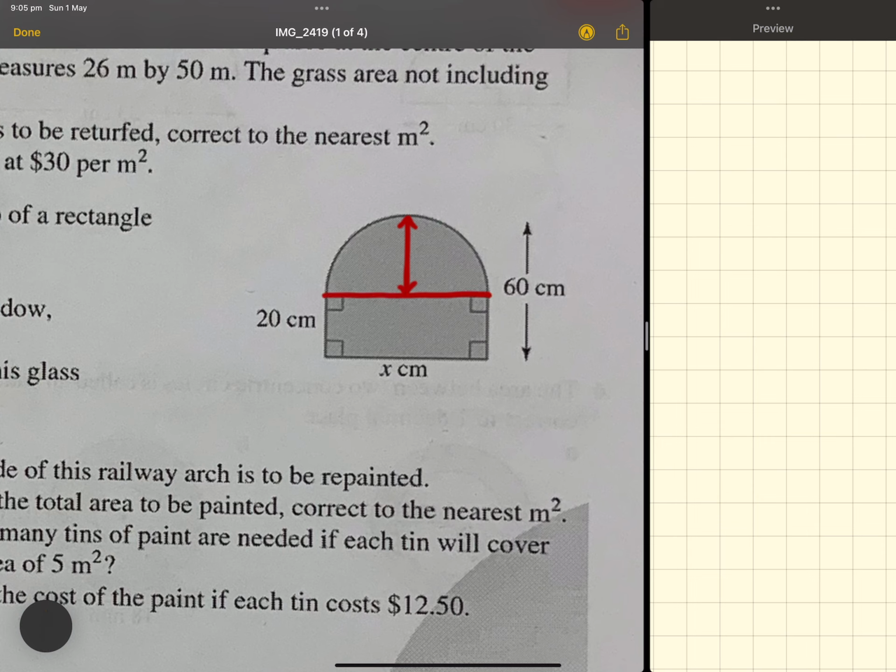Okay, so the area for the triangle is going to be... this is the height of the triangle, 5 meters, and the length of this triangle is 9 meters. So the area is going to be 9 times 5 divided by 2. A half of base times height. Here's your base, here's your height. You times it together, you divide by 2 because it's a half.